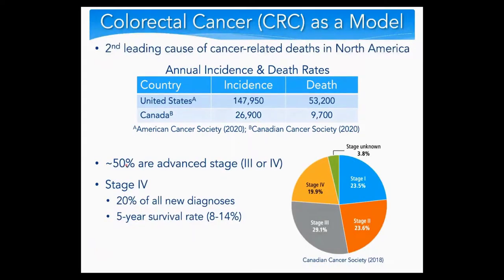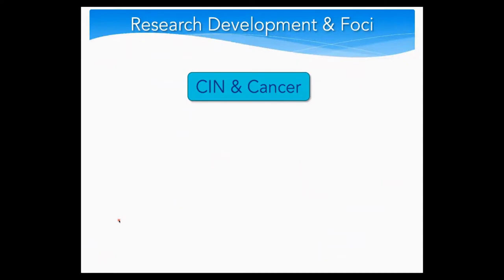Now, unfortunately, in colorectal cancer, approximately 50% of those newly diagnosed individuals are at advanced stages, stage 3 or stage 4. And perhaps even more daunting is that 20% of all new diagnoses are stage 4, with a very low survival rate of about 8 to 14%. So this really highlights to us and many other researchers that we do not have a good handle on how these cancers develop, and therefore we need better understanding of how they develop so that we can tailor better therapeutic strategies to minimize these morbidity and mortality rates.